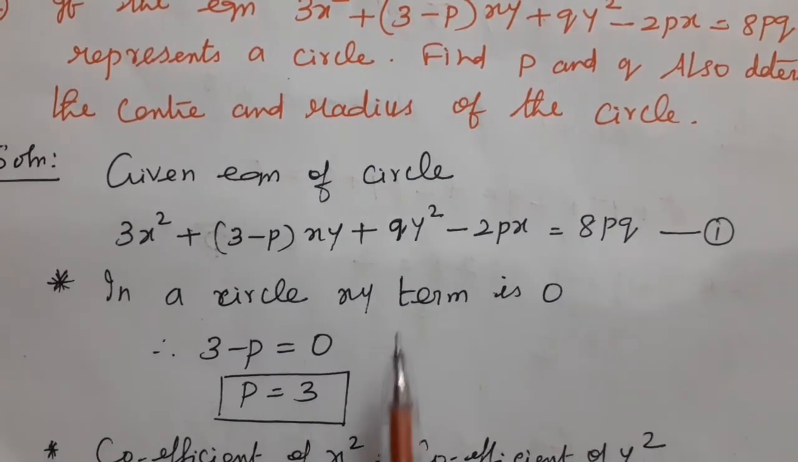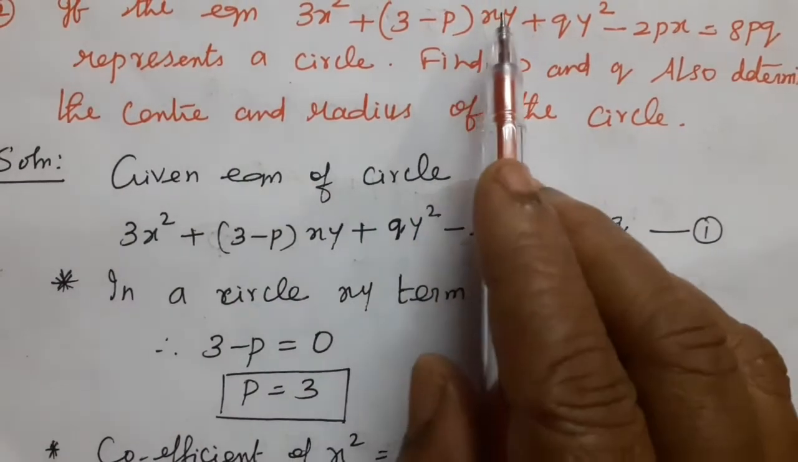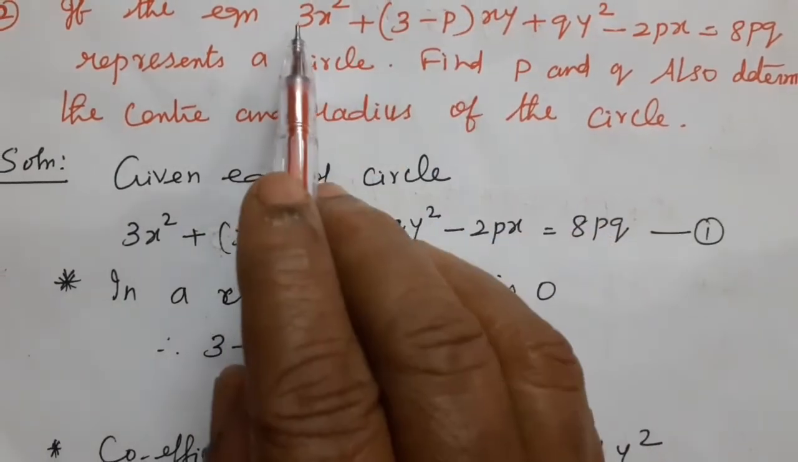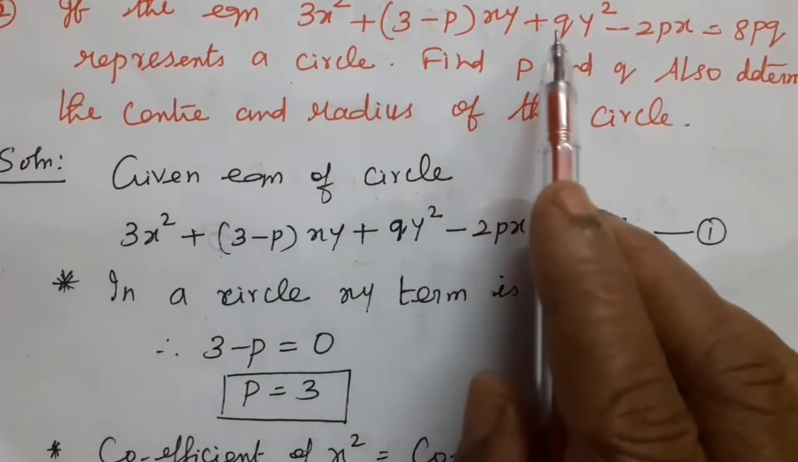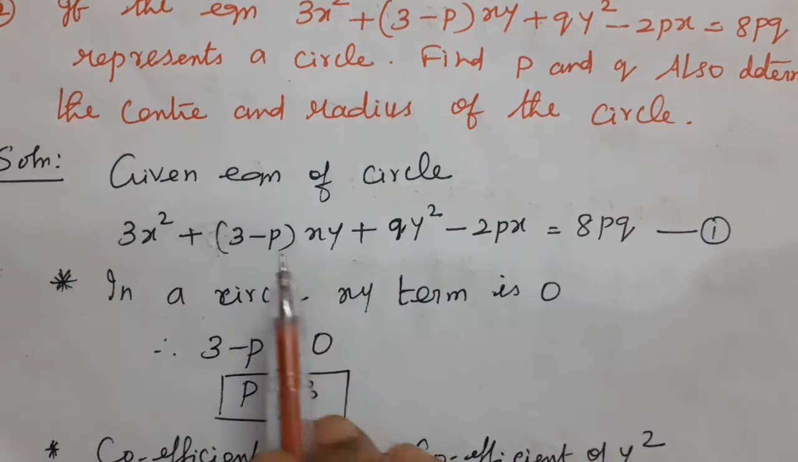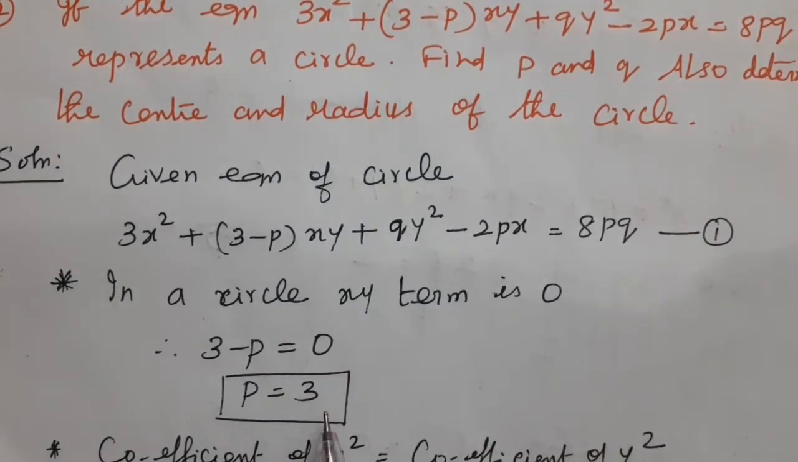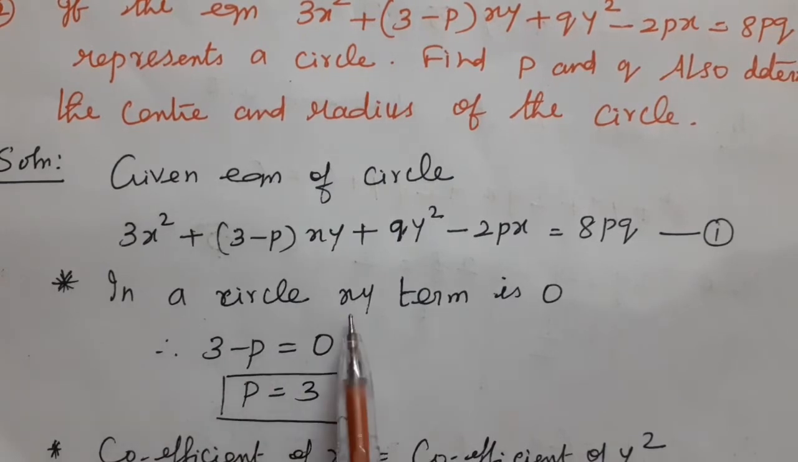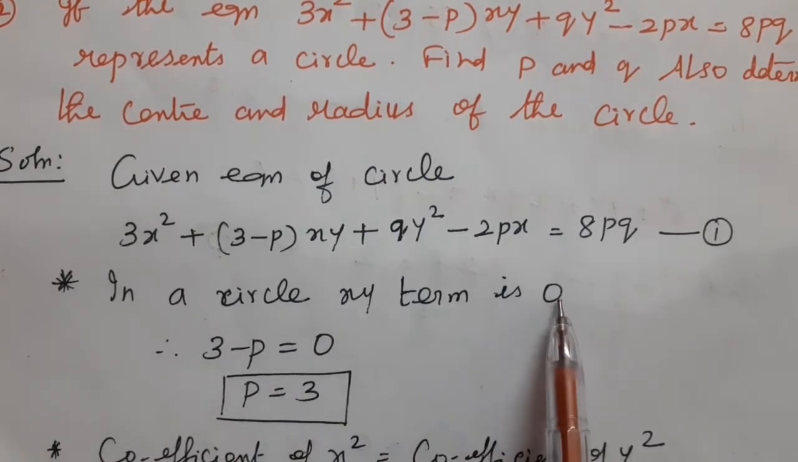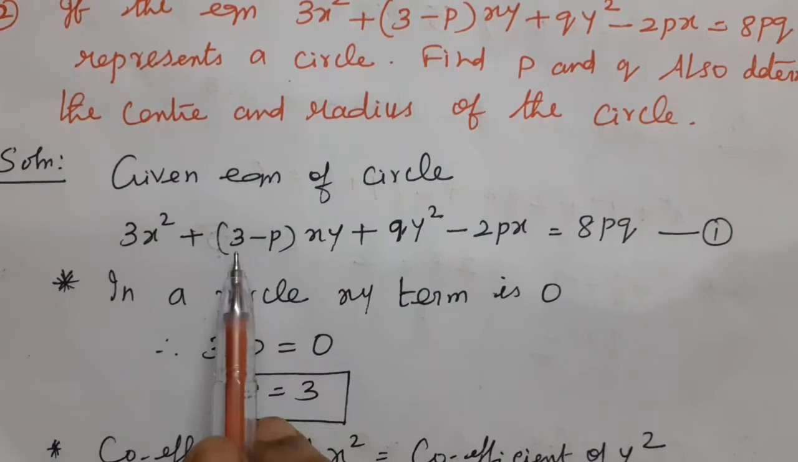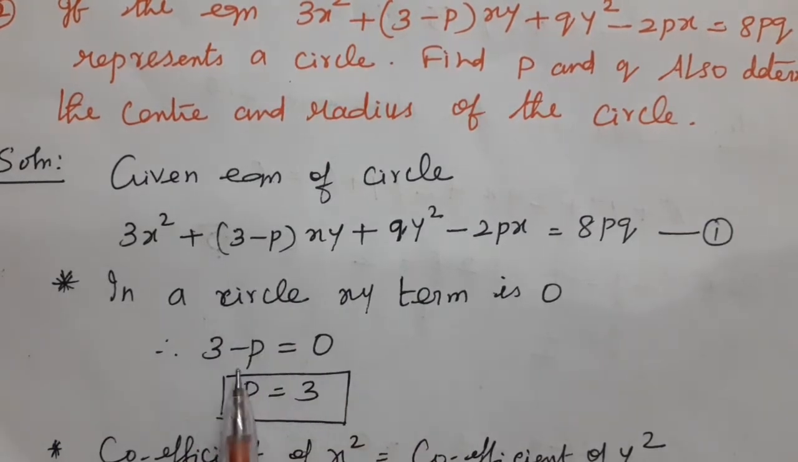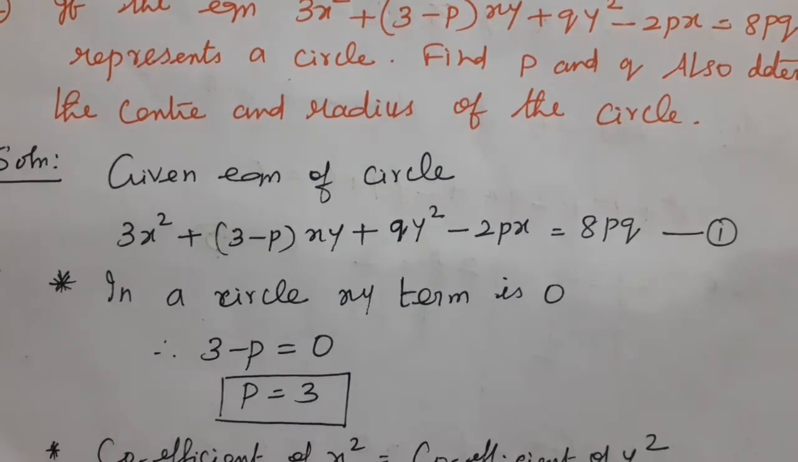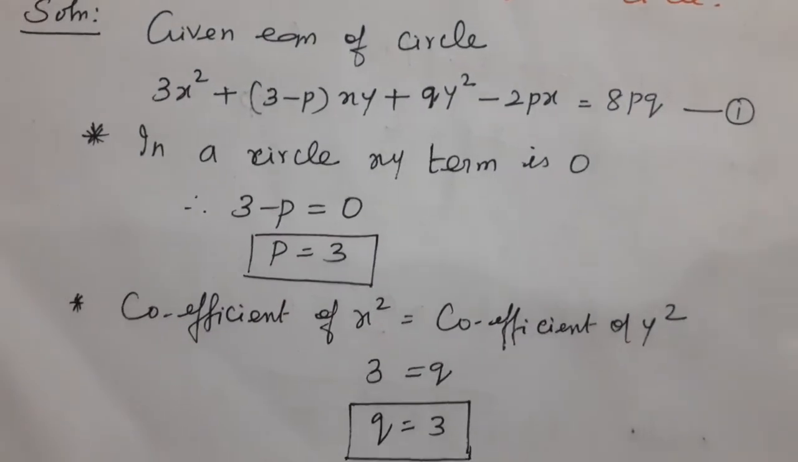The first condition is that the coefficient of the xy term is 0. Our second condition is that the coefficient of x² equals the coefficient of y². Using the first condition, we find p = 3, since 3 − p = 0 means p = 3.